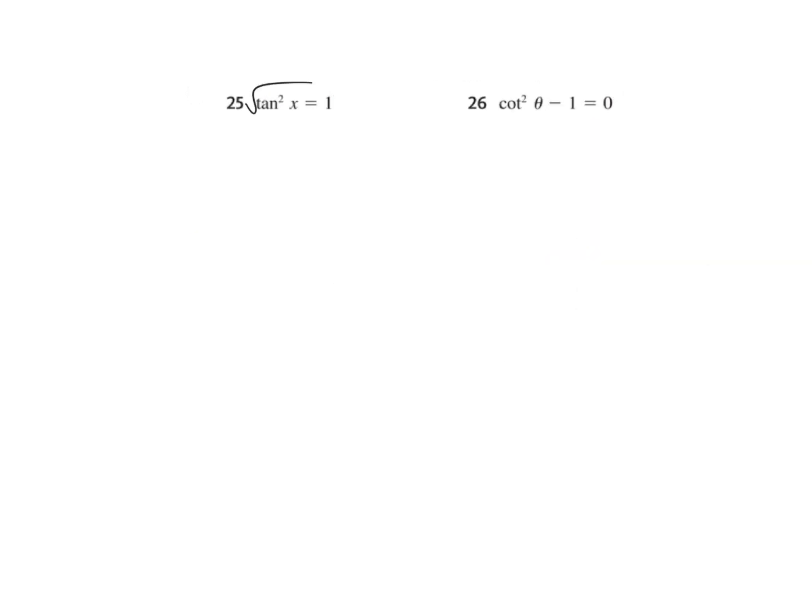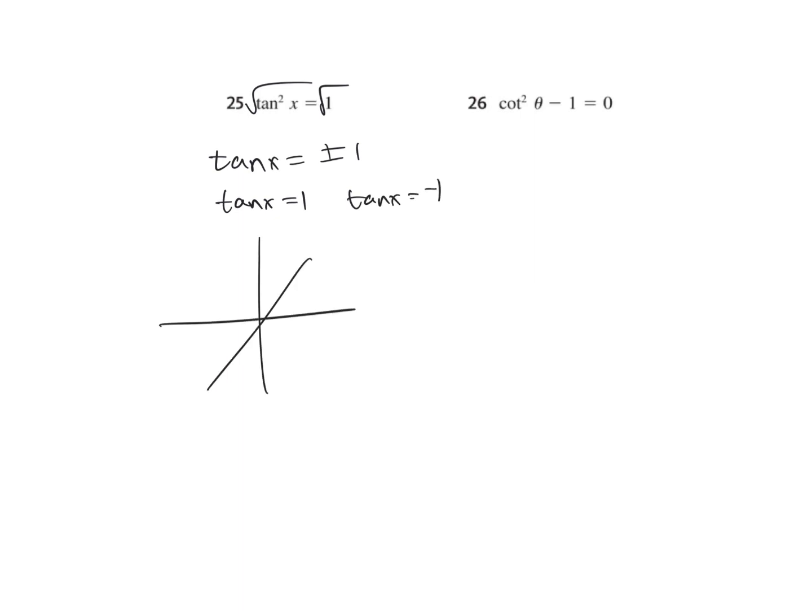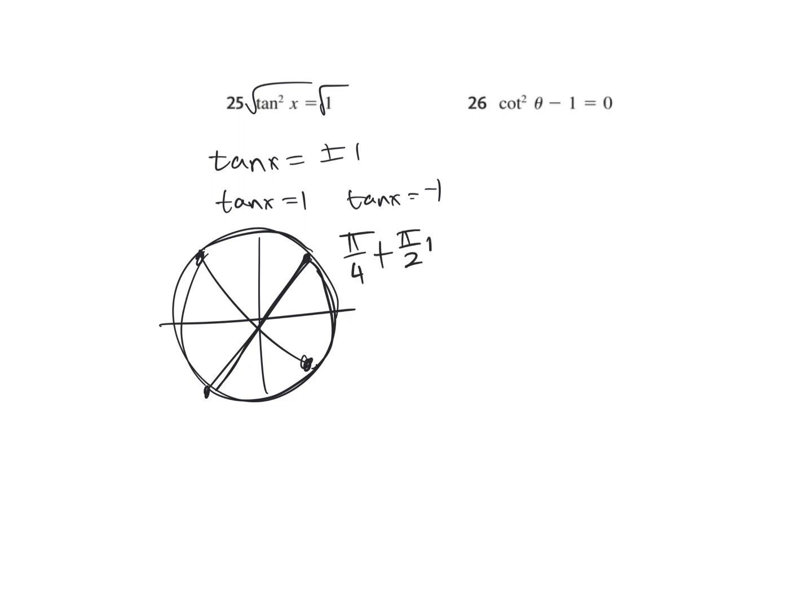25, take the square root, and we get the tangent of x equals plus or minus 1. So where's the tangent of x 1, and where's the tangent of x negative 1? Well, those are in those positions where it's 1 and negative 1 on the unit circle, okay? So those are all your pi over 4s, and they are 90 degrees apart, if you think about it. So really, if we just did pi over 4 plus pi over 2 n, we would get all of those answers.